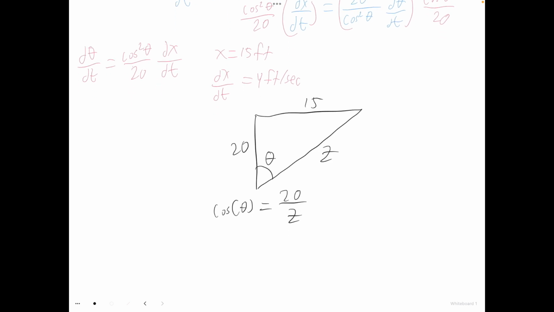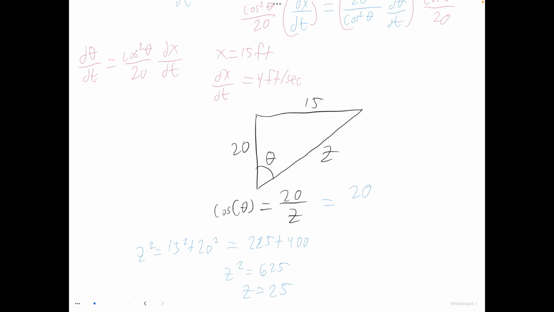Well, using the Pythagorean theorem, we can figure that out. The Pythagorean theorem tells us that z squared equals 15 squared plus 20 squared, which is 225 plus 400. So z squared equals 625. Taking the square root, you get z is 25. So z is then 25, so cosine of theta is 20 divided by 25, which is 4/5. So that is then what cosine of theta is.